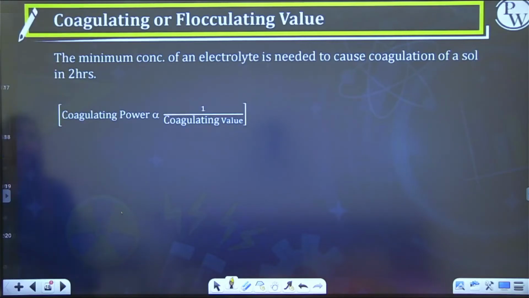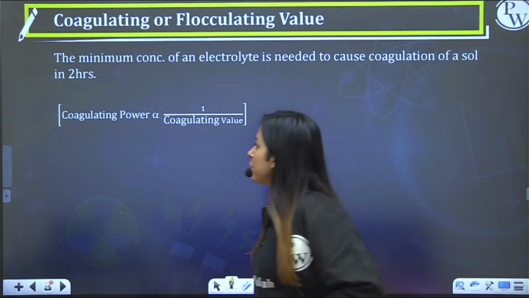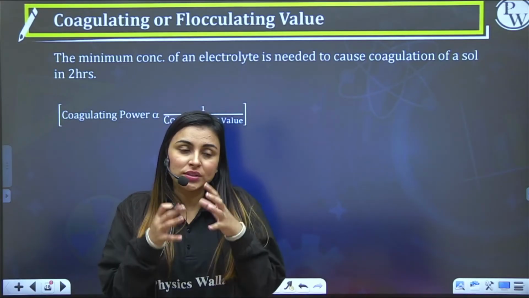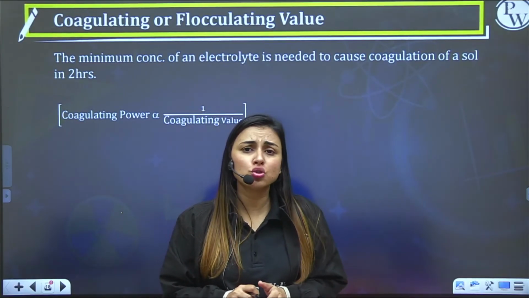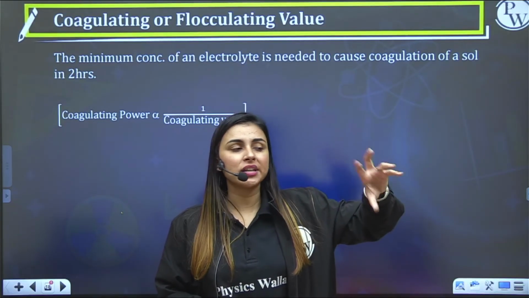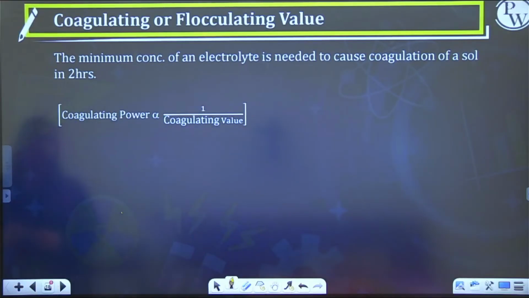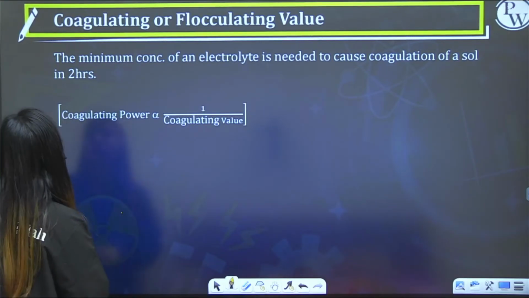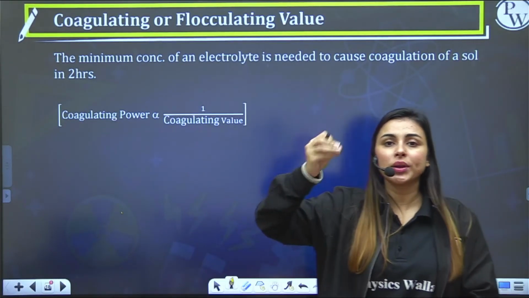The next part is coagulating or flocculating value. What is coagulating or flocculating value? For every electrolyte, you have to see how effective it is. So you need to calculate each one's coagulating value, so that whenever you want to coagulate a colloid, you can use the coagulating value and find the most appropriate electrolyte. The definition: the minimum concentration of an electrolyte needed to cause the coagulation of a sol in 2 hours. This is how each electrolyte has been assigned a coagulating value.